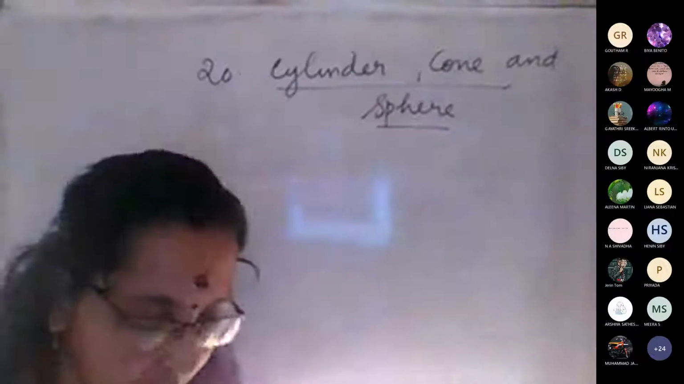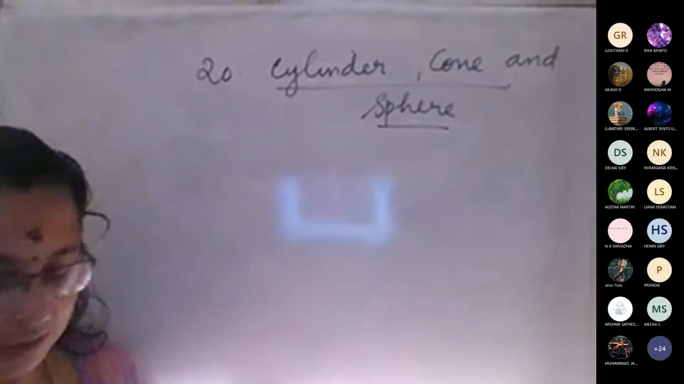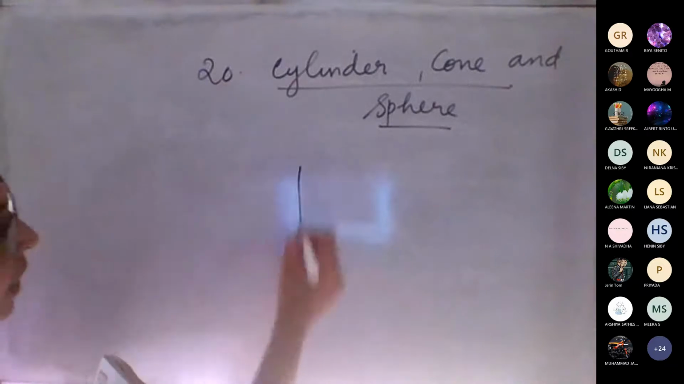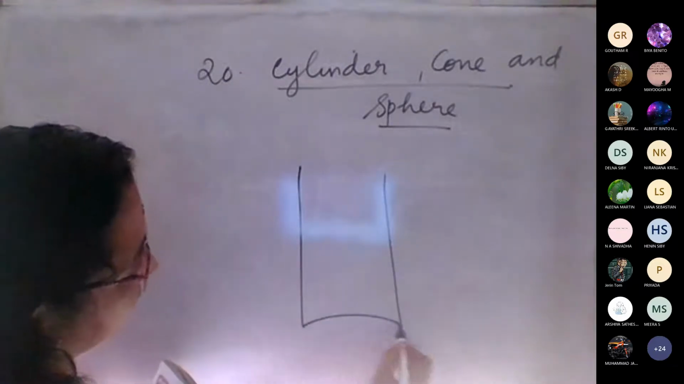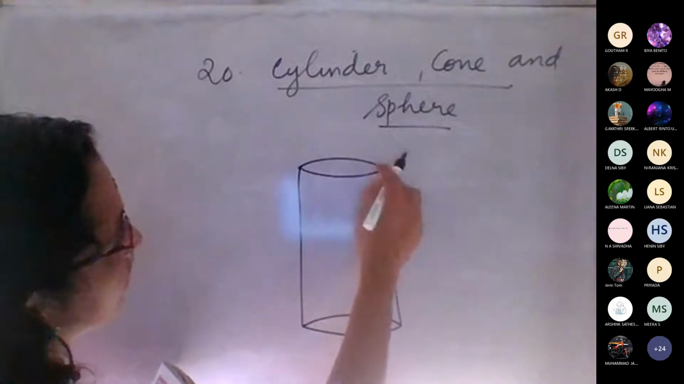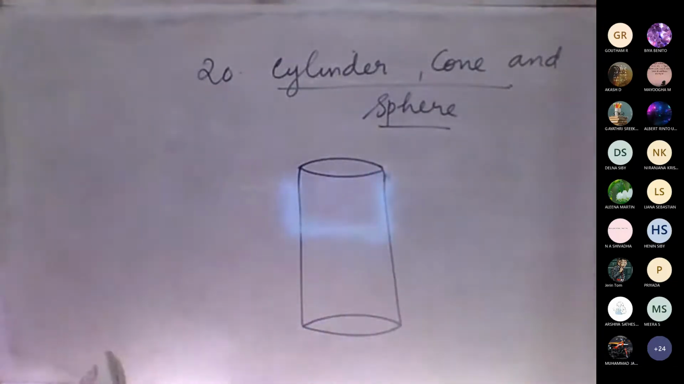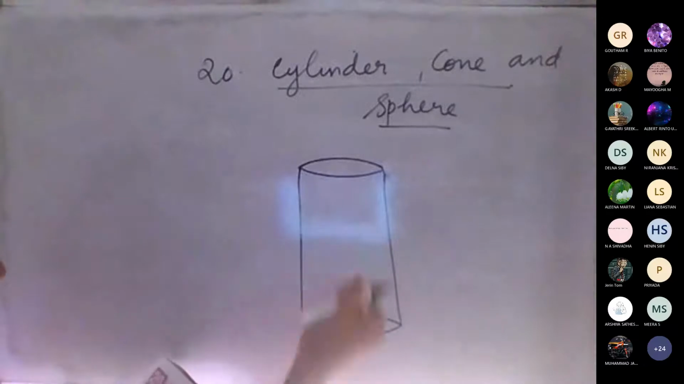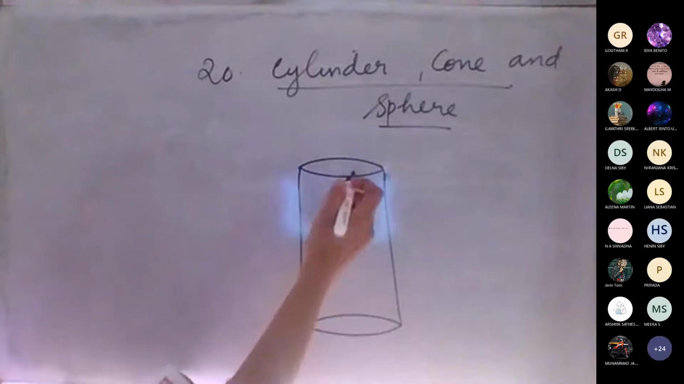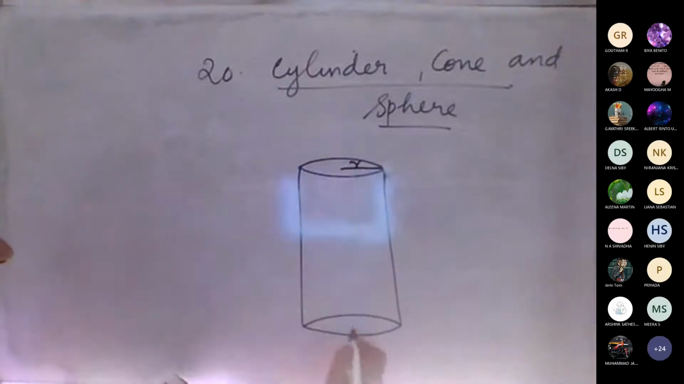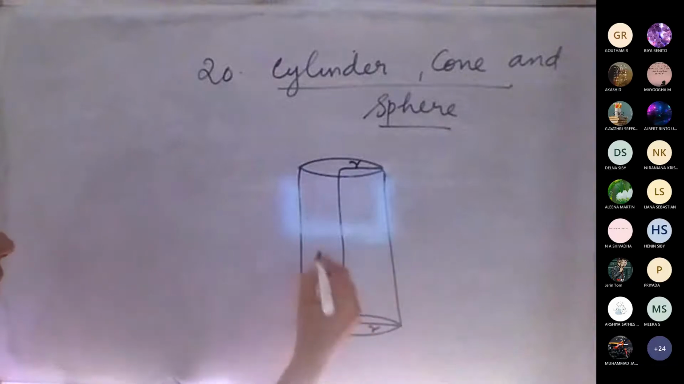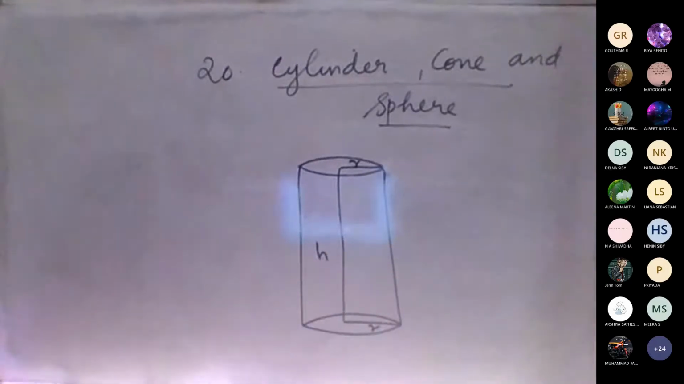Cylinder. A solid which has uniform circular cross section is called a cylinder. This is the cross section. Let R be the radius of the cylinder and H be the height of the cylinder.